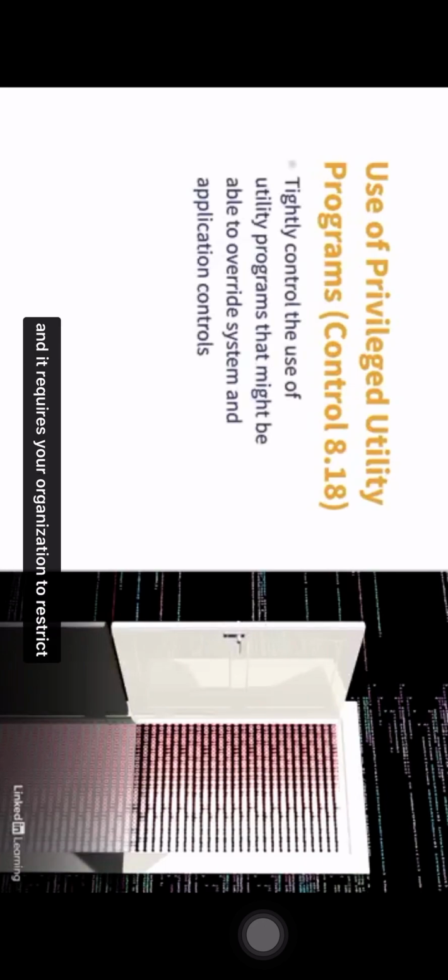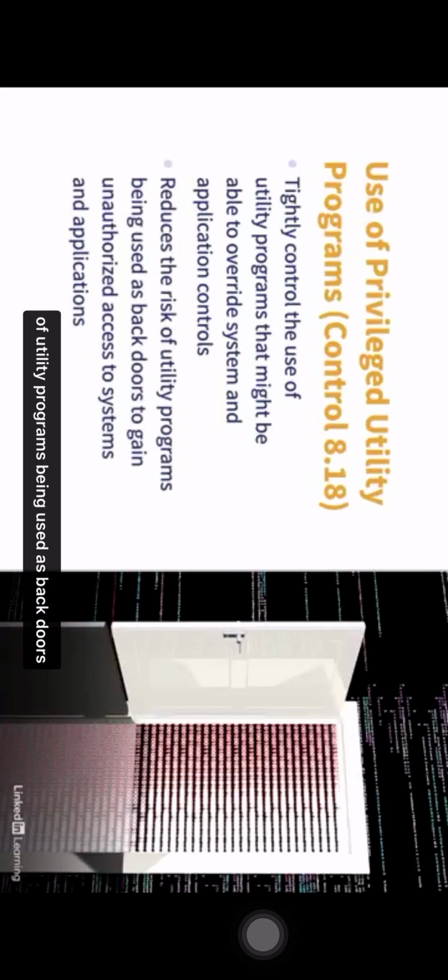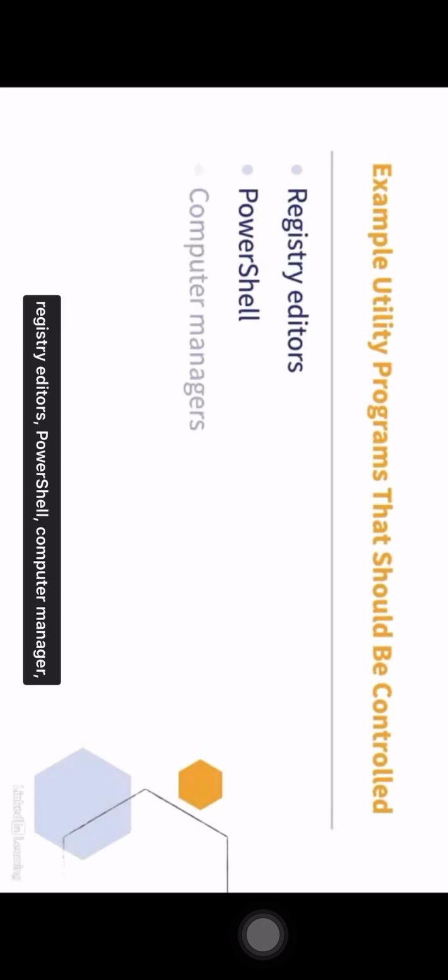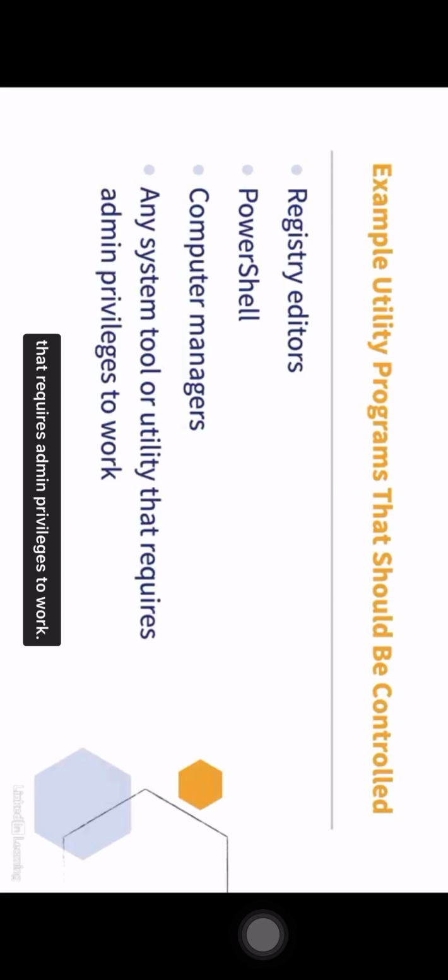Our next control is 8.18, Use of Privileged Utility Programs, and it requires your organization to restrict and tightly control the use of utility programs that can be used to override system and application controls. The purpose of this control is to reduce the risk of utility programs being used as backdoors to gain unauthorized access to systems and applications. Examples of utility programs on Windows systems that should be controlled include registry editors, PowerShell, Computer Manager, or any system tool or utility that requires admin privileges to work.